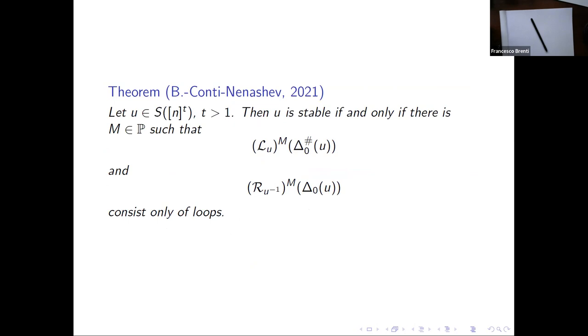Okay, so the main result is the following. You take a permutation U of the t-dimensional hypercube, t greater than one. Then U is stable if and only if there is some positive integer m so that you start with delta zero of U and apply this operator R of U inverse m times, and you start with this graph delta zero sharp of U and apply this operator L of U m times, and you get only loops. And then of course, from then on, if you were to continue, they would still be only loops. This is the characterization of when it's stable. If it's stable, this happens. If this happens, then it's stable.